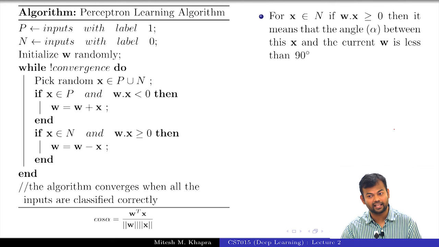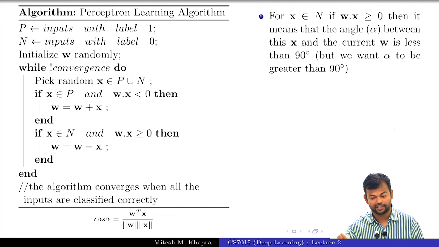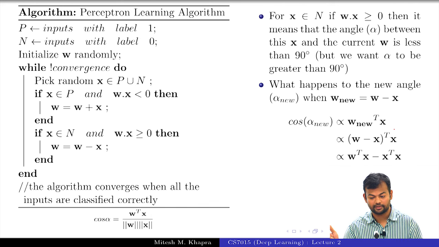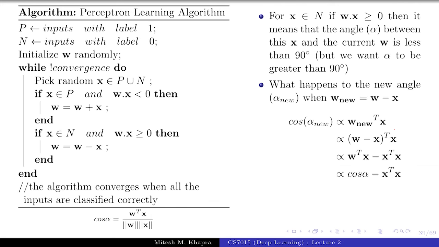Then it means that the angle alpha is actually less than 90 degrees, and we want it to be the opposite. Okay, I'll just quickly skim over this. W minus this, X, right? I forgot to mention that this is actually a positive quantity, right? That's why that result holds.